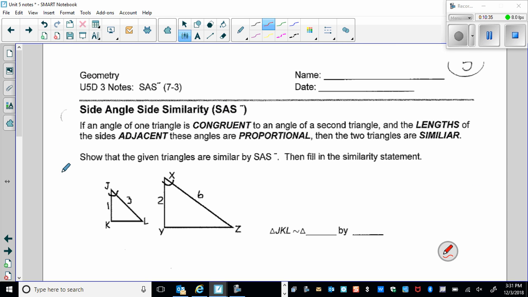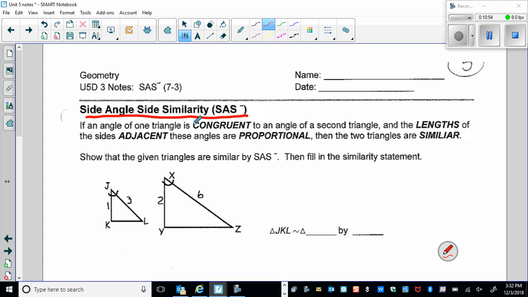All right, the next one is side angle side. Okay? Side angle side, as we discussed with the congruent one, you need 2 sides and an included angle. If it is not included, then it would not work. So in this case, you can see that 1 and 3, 2 and 6, including J, right?